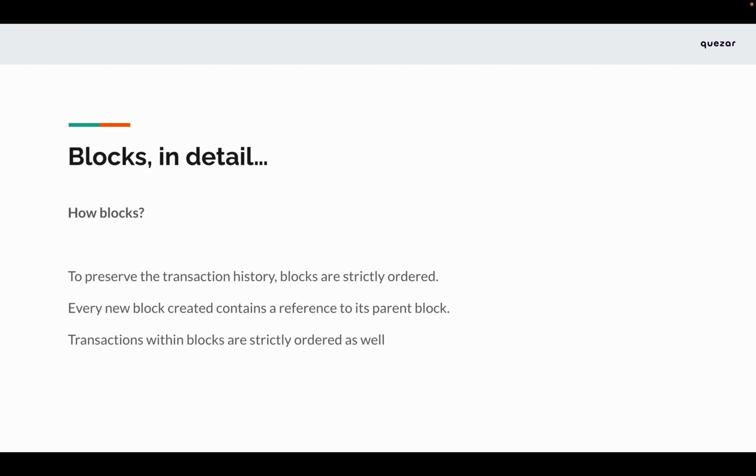Now, how are blocks used in Ethereum to preserve the transaction history? That is the sequence of transactions, like one transaction happened after another transaction, and so on. The blocks are strictly ordered, and the transactions within each block are strictly ordered as well. And each new block that is created contains a reference to its parent block. So that's how you get the entire sequence of transaction history on the blockchain.